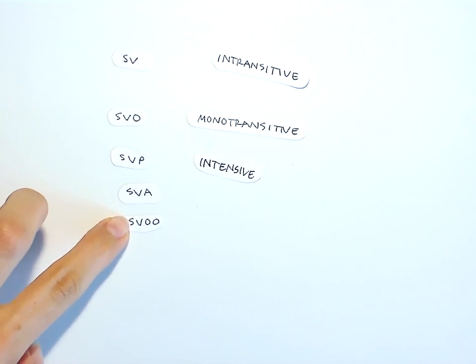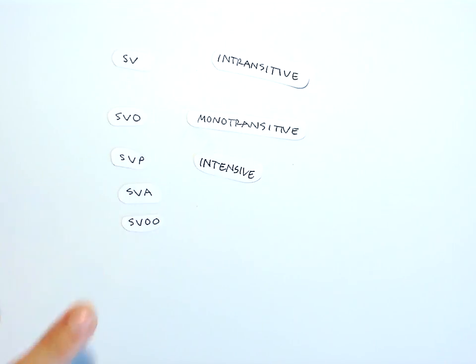The verbs in the 5th category take 2 complements, 2 objects to be precise. That's why we call them ditransitive. Here, the subject performs, the verb describes the action, the indirect object is a kind of receiver of the action, and the direct object is the thing the subject is performing on.